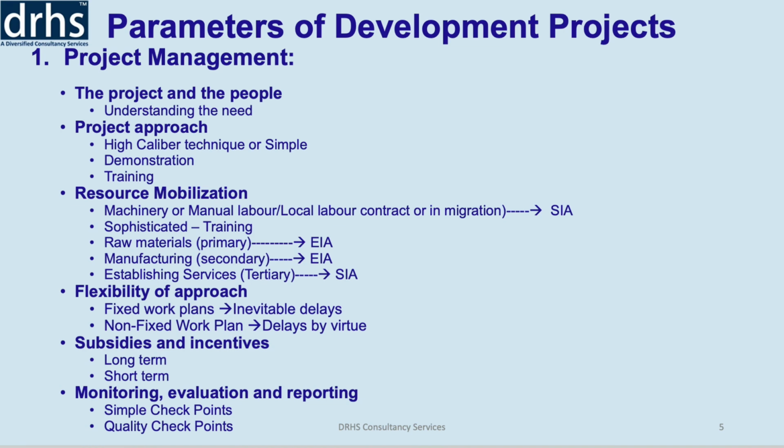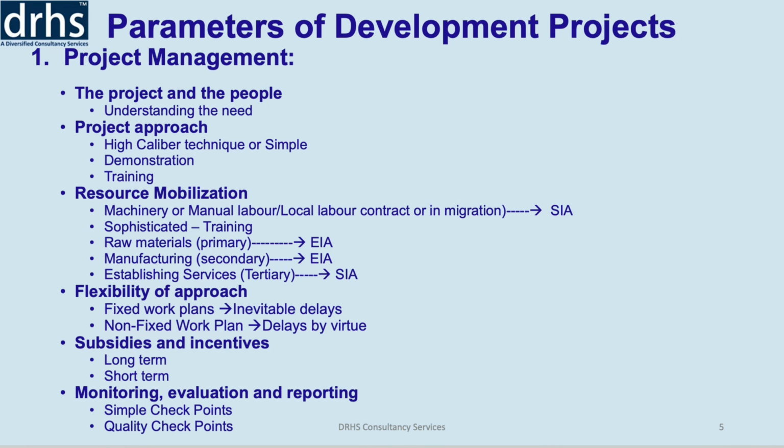The classification of the project work will decide the type of raw material to be used, the manufacturing process, and the technique used. These are linked to the employment, which determines the type of workforce to be involved or hired: local labor, contract, or in-migration of the workforce.